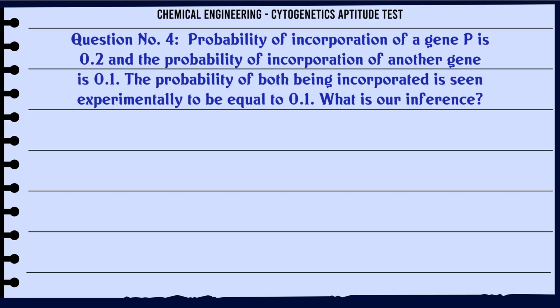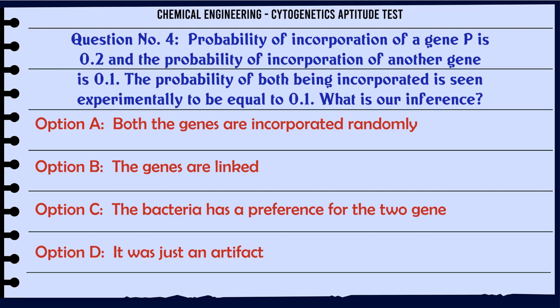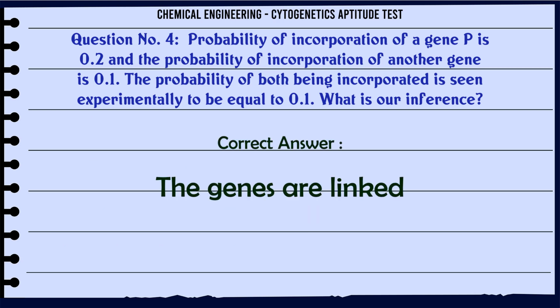Probability of incorporation of a gene P is 0.2 and the probability of incorporation of another gene is 0.1. The probability of both being incorporated is seen experimentally to be equal to 0.1. What is our inference? A. Both the genes are incorporated randomly. B. The genes are linked. C. The bacteria has a preference for the two genes. D. It was just an artifact. The correct answer is the genes are linked.